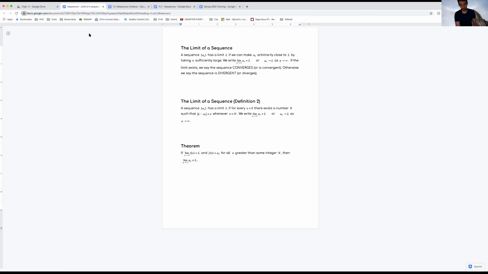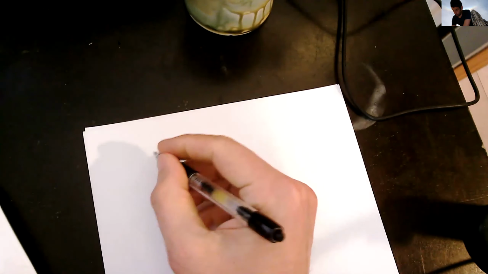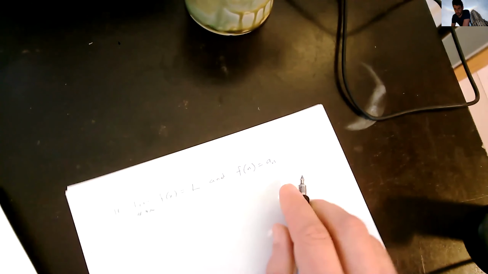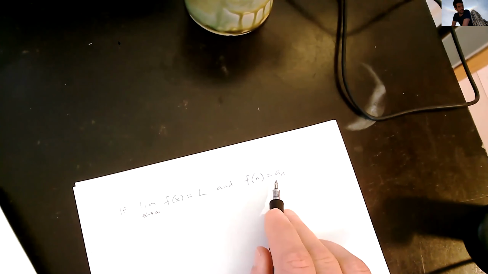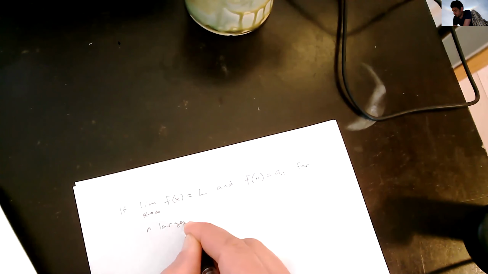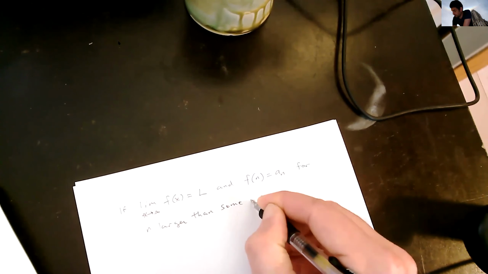Okay, so let's write this down and do one example to finish off. This definition is telling me if the limit as x goes to infinity of f of x equals L, and f sub n equals a sub n. Your book says for all n, I think. I wrote something like f sub n equals a sub n for n larger than some integer n.